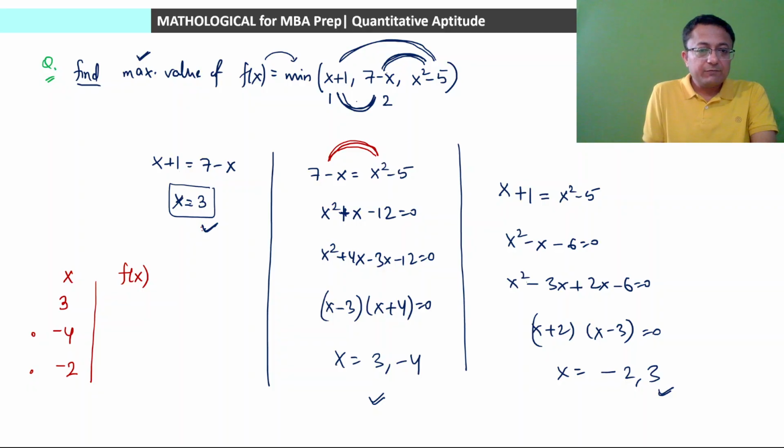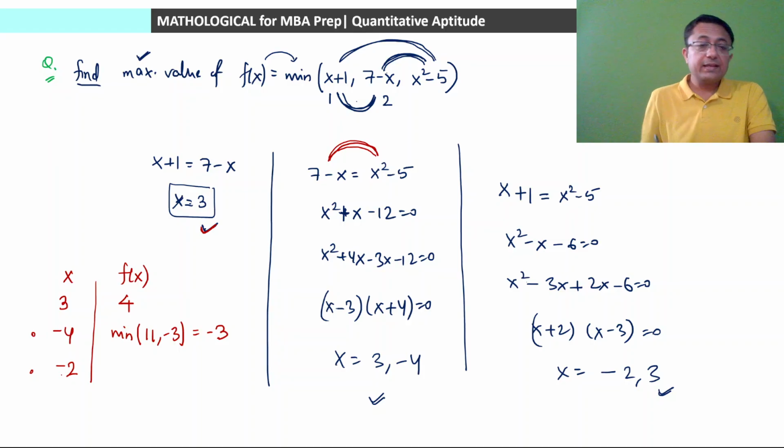At x equal to 3, we do not have to worry because all three functions are having the equal value. So at x equal to 3, what value will come? 3 plus 1, 4. All will be giving value 4 only. So at x equal to 3, fx will definitely be equal to 4. At x equal to minus 4, 7 minus x will be equal to 7 minus minus 4, that is equal to 11. fx will be the minimum of 11, which is the value of 7 minus x as well as x square minus 5, and x plus 1 will be minus 4 plus 1, that is minus 3. So between 11 and minus 3, the minimum value will be minus 3. The value of fx will be equal to minus 3.